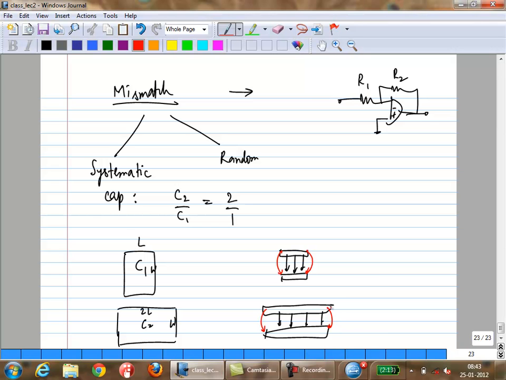Okay? Will the fringing capacitance be the same in both cases? Probably not. Is it going to scale with the area? Probably not. Okay? And it doesn't. It turns out it doesn't.